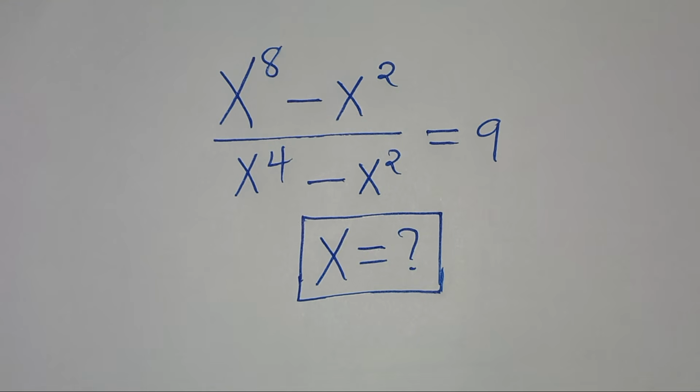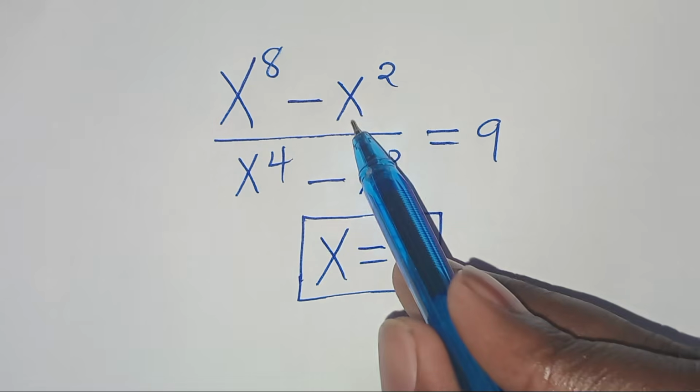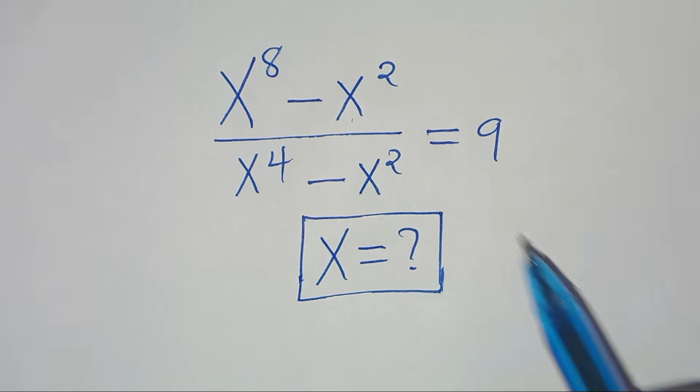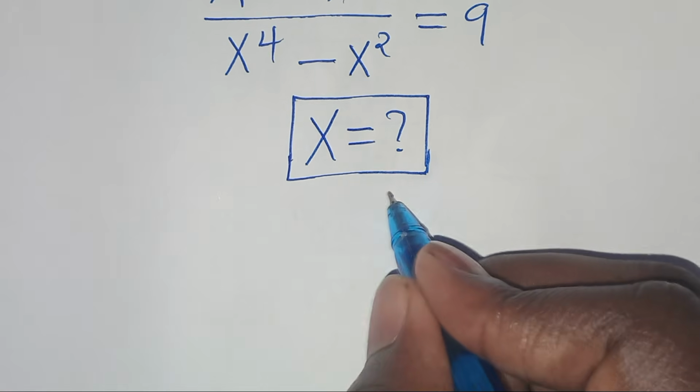Hello everyone, you're welcome to solve this nice algebra problem: (x^8 - x^2) / (x^4 - x^2) = 9. So what are the values of x? Let's provide a solution from here.